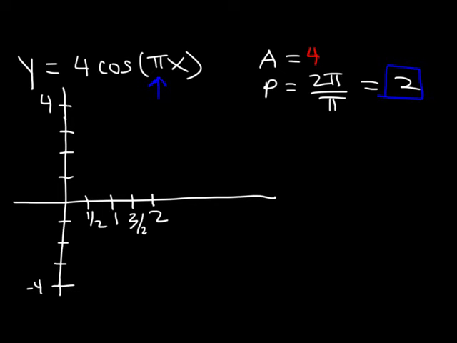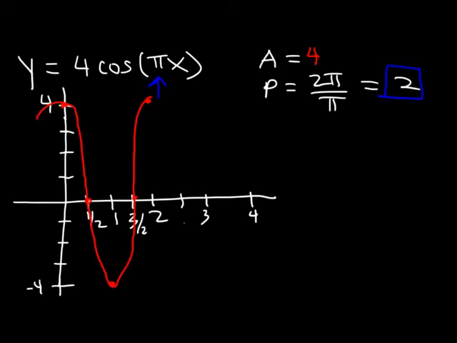Cosine starts at the top, then it's going to go to the middle, and then back to the bottom, to the middle, and to the top. So we're going to have a graph that looks like this. That's one cycle. And if we wish to extend it to draw another cycle, this is going to be 3.